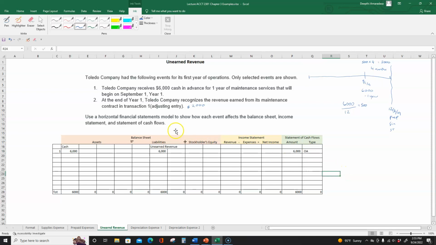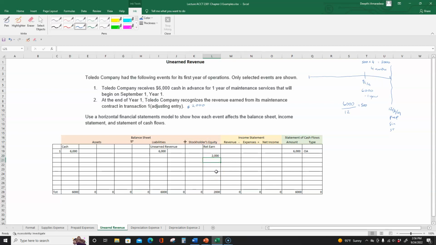Now let's look at item 2. Item 2 is the adjusting entry. We determined already that we had earned $2,000 off this revenue. So how does earning $2,000 affect the balance sheet? We know that revenue has the effect of increasing retained earnings. Retained earnings is a part of stockholders' equity. So under stockholders' equity, I'm going to put retained earnings. And retained earnings is increased by revenue. So I'm going to put this 2,000 as a positive number.